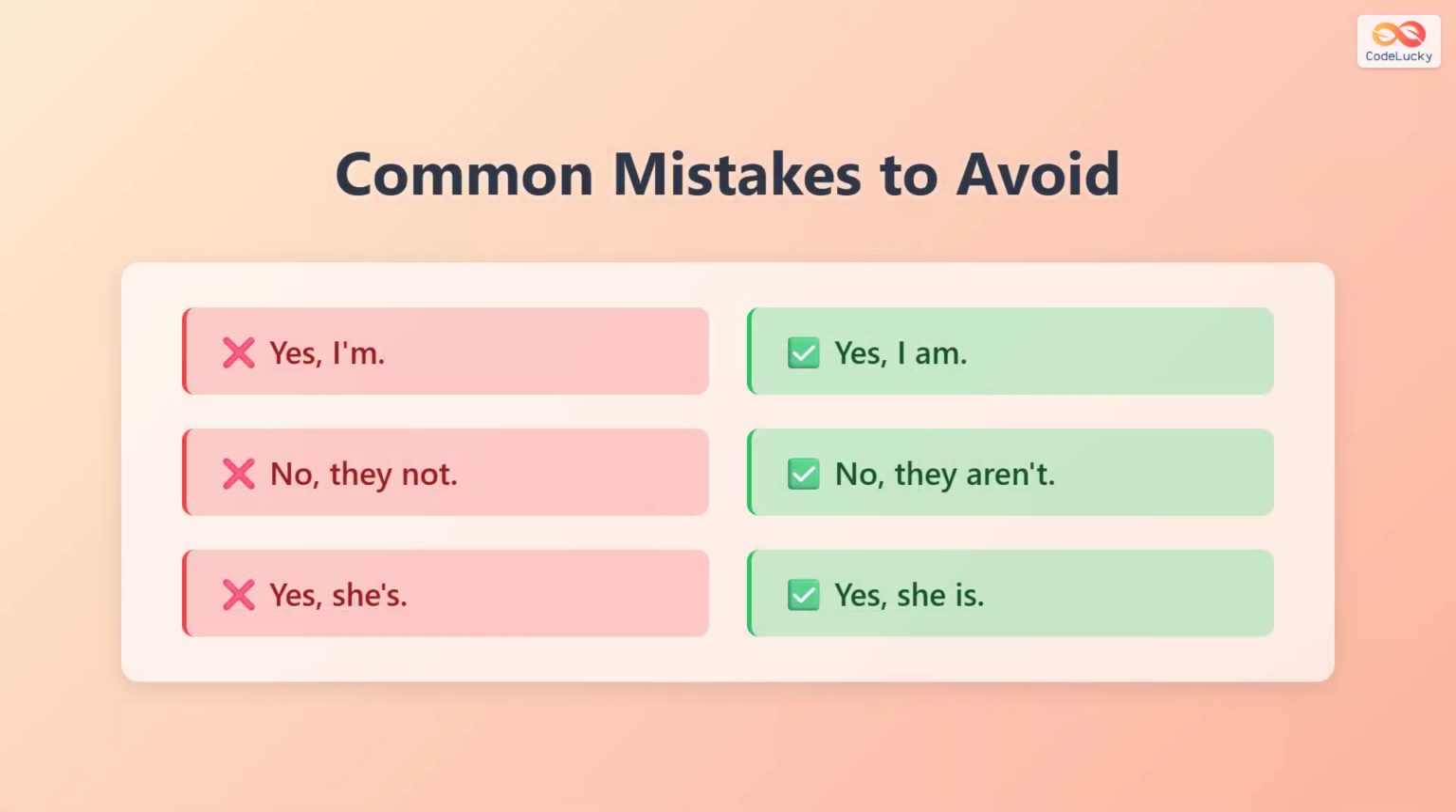Let's look at some common mistakes. First, never say yes, I'm as a short answer. The correct form is yes, I am. We don't contract positive short answers with I. Second, don't say no, they not. You need the auxiliary verb, so say no, they aren't. Third, avoid saying yes, she's. Instead, say yes, she is. Remember, we only use contractions in negative short answers, not positive ones.